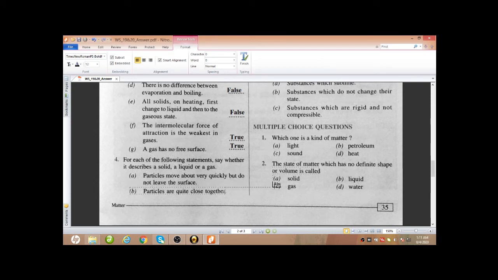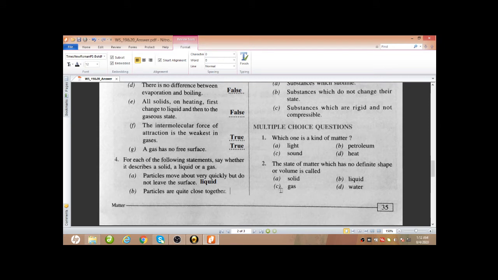Next, for each of the following statements, say whether it describes a solid, a liquid or a gas. So according to the statement, we have to say whether it is a solid, liquid or gas. The first one is: particles move about very quickly but do not leave the surface. Here it cannot match with solid. For gases also it will not match, because gases will leave the surface, so it will be liquid. For liquid, they move about very quickly but they do not leave the surface.